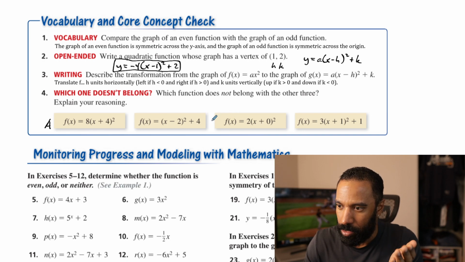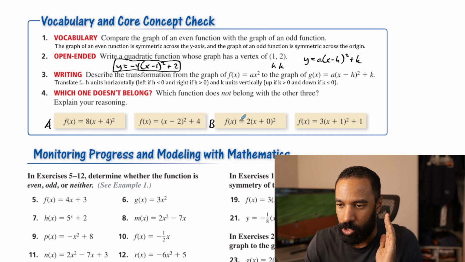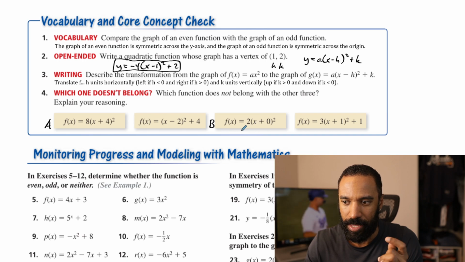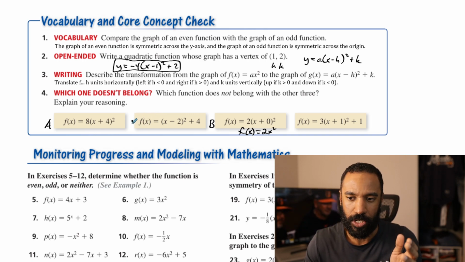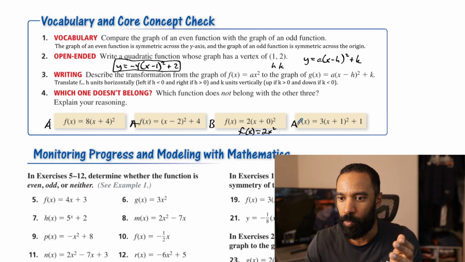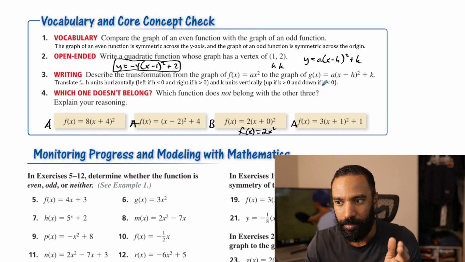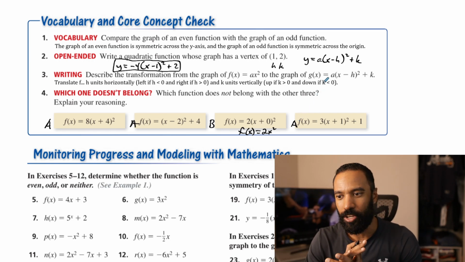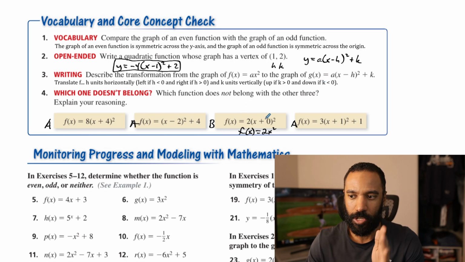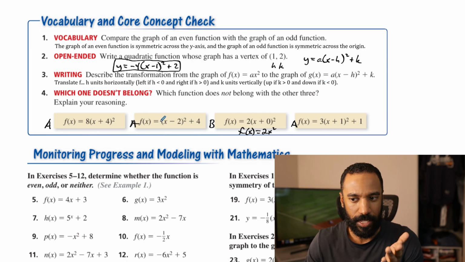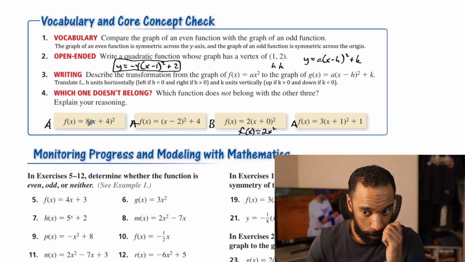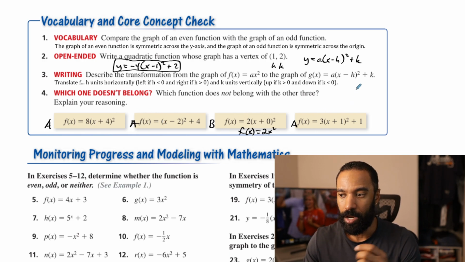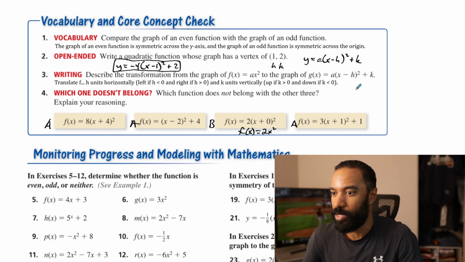They might be talking about this one being different because this one has no translations. x plus 0 is the same thing as x. That would be f of x equals 2x squared, whereas all these have at least a horizontal translation, if not also a vertical translation. That's one thing I'm looking at. There's more than one answer to this. It could be this one if this is no translations, but you know what this one doesn't have? This one doesn't have a vertical stretch or compression. These ones are all vertical stretches. 8, 2, and 3 are all vertical stretches.